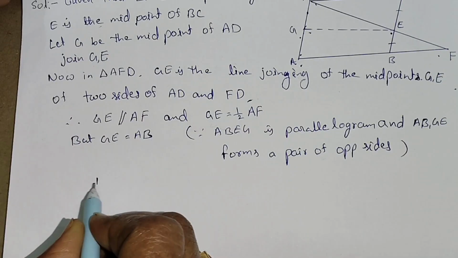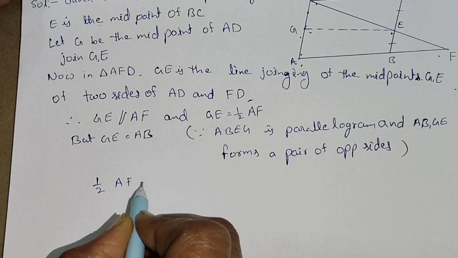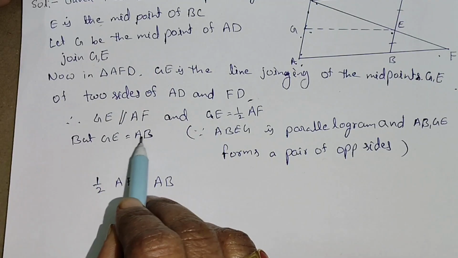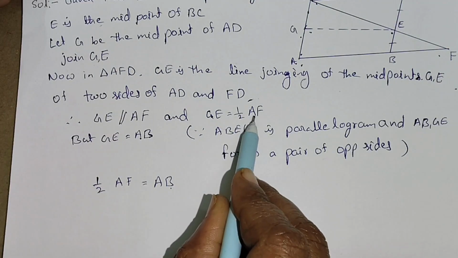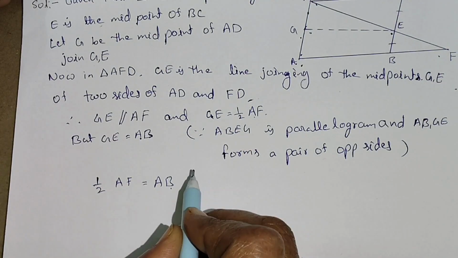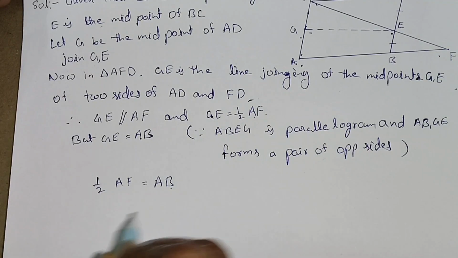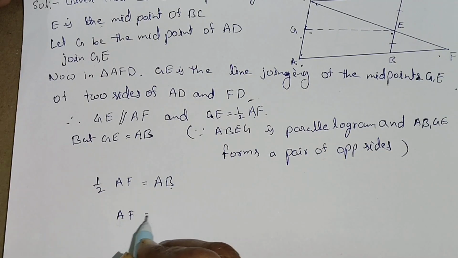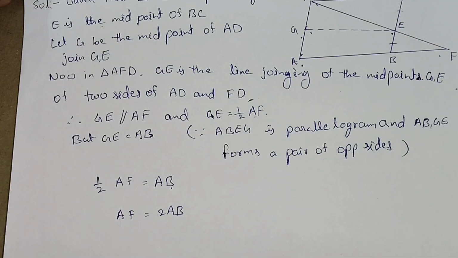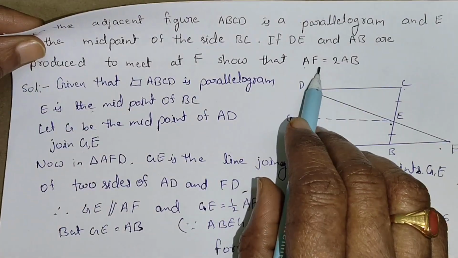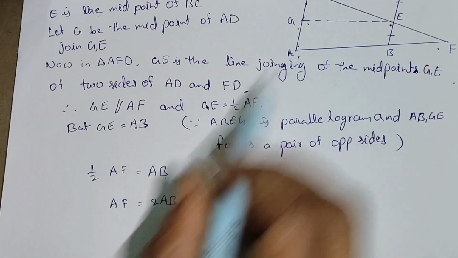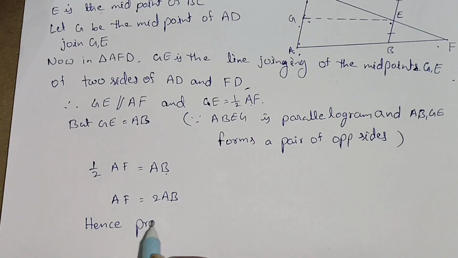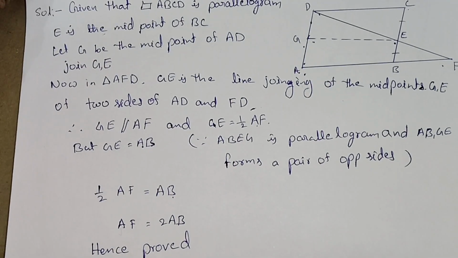So here we write 1 by 2 AF equal to AB. Here GE equal to AB, so 1 by 2 AF equal to AB. That implies we carry the 2 to the right-hand side. So here AF equal to 2 AB. So here we were asked to show AF equal to 2 AB. So hence proved. This is the proof of the third question.